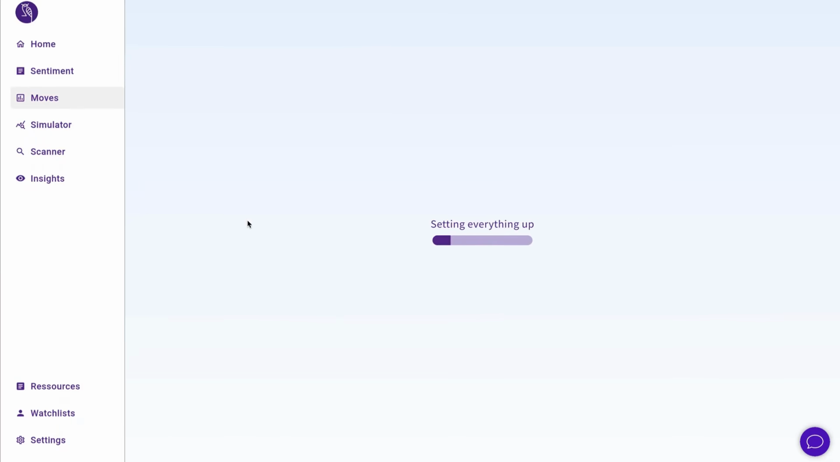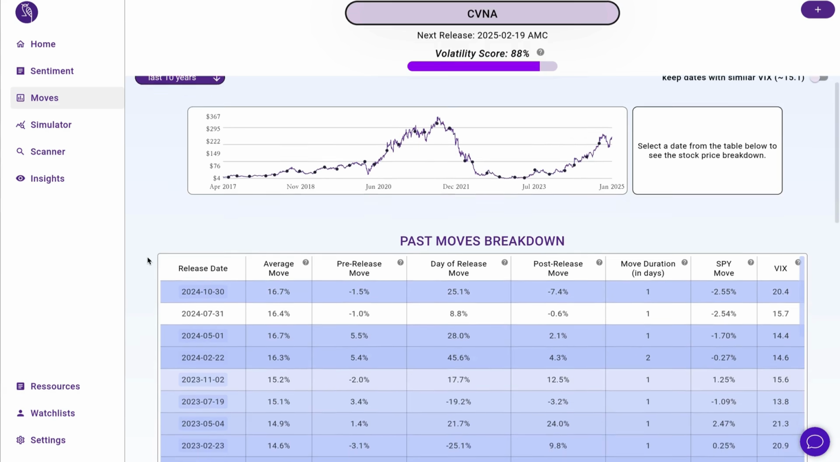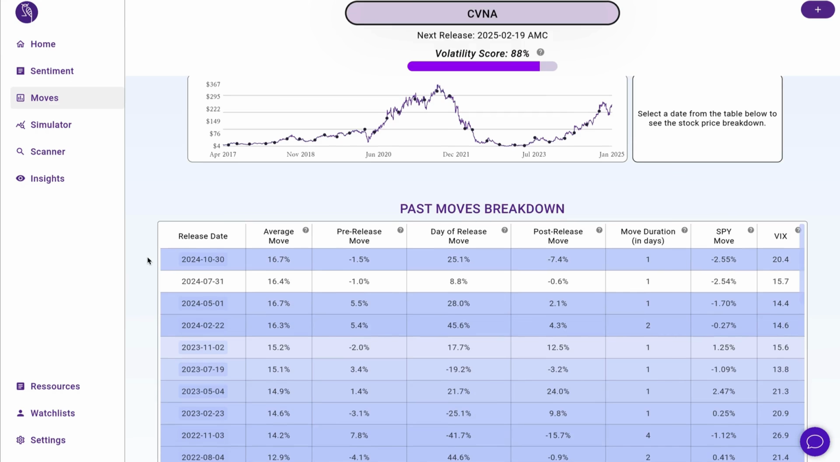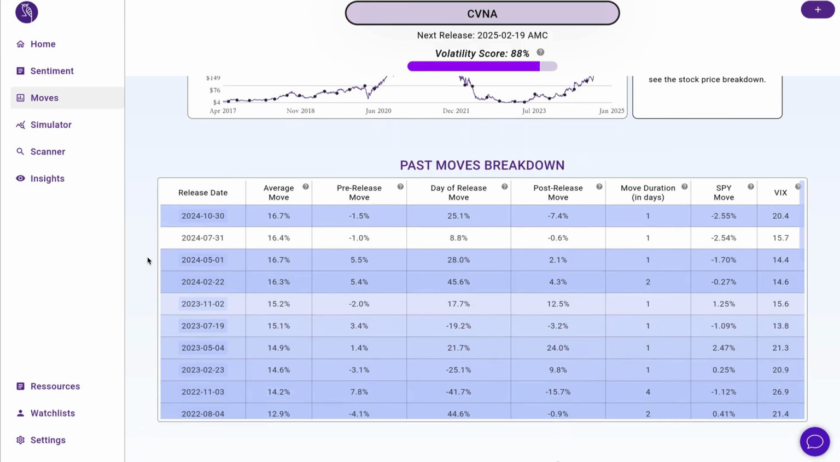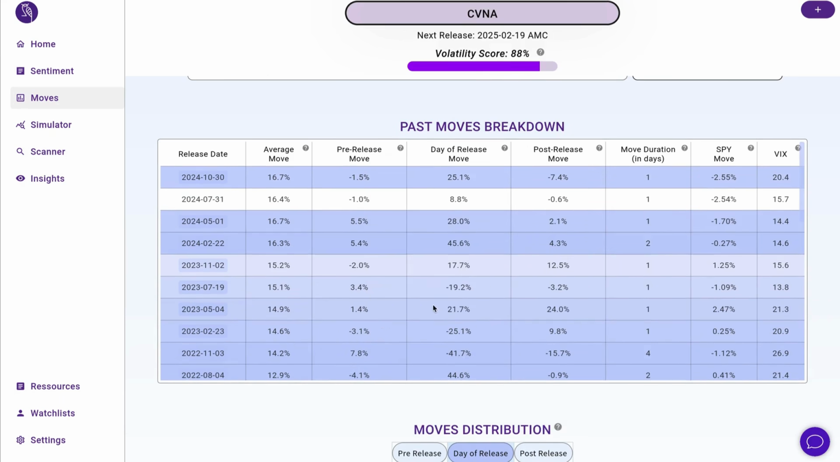So a first step to analyze our position, or how we would like to play this long volatility, is, obviously, as we discussed, we'd like to know more about the past moves. So here we open our moves analyzer where we have this precise breakdown of past moves. We start with the moves that happened in the last quarters, and so notice how the blue color rows are basically where the moves on the day of release, so the first trading day after the release is done. This is where the action happens.